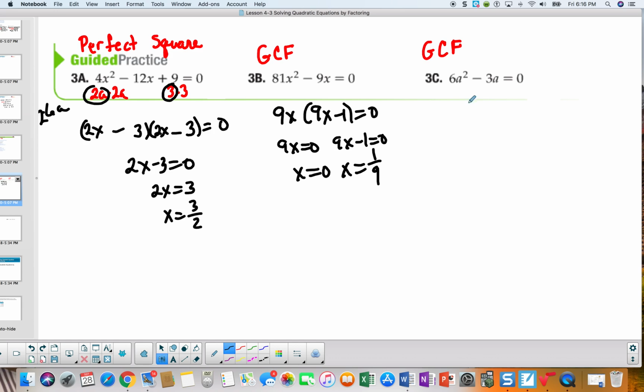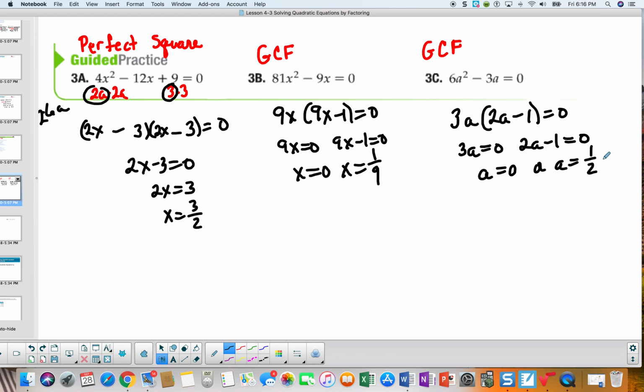Over here is a GCF again, 3 and a, and then we're left with a 2a minus 1 equal to 0. So 3a is equal to 0, 2a minus 1 is equal to 0, a is equal to 0, or a is equal to 1/2.